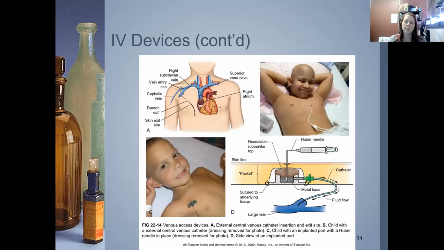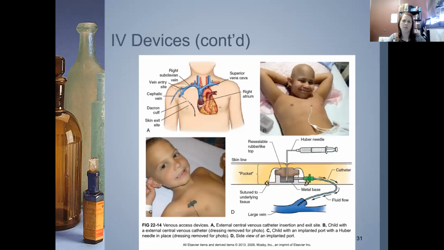There are several different types of Metaports that you'll find for kids, and usually you'll find them over on the left chest somewhere. Usually they're up in this region, but sometimes they're on the side of the body. I've even had some over here on the right side.